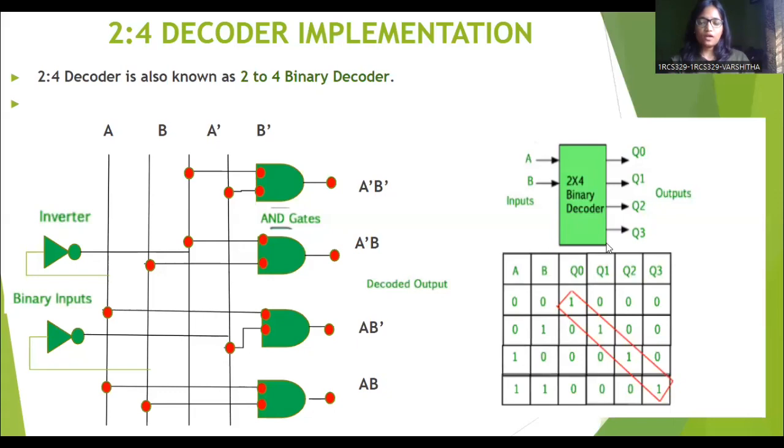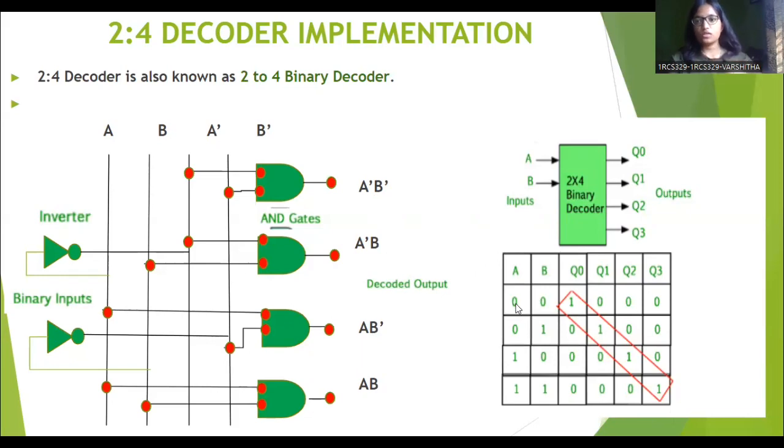As we observe this truth table, Q0 represents A bar B bar, Q1 represents A bar B, Q2 represents A B bar, and Q3 represents AB. Q0, Q1, Q2, Q3 are the minterms of A and B, and we get their outputs by passing AB as the input signal.